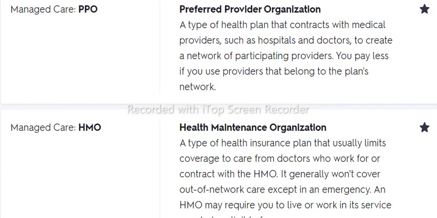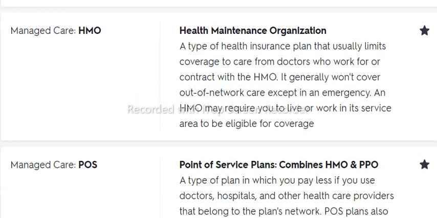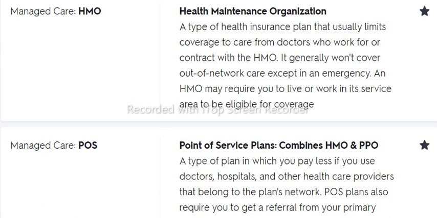Managed care, PPO. Preferred Provider Organization, a type of health plan that contracts with medical providers such as hospitals and doctors to create a network of participating providers. You pay less if you use providers that belong to the plan's network. Managed care, HMO.